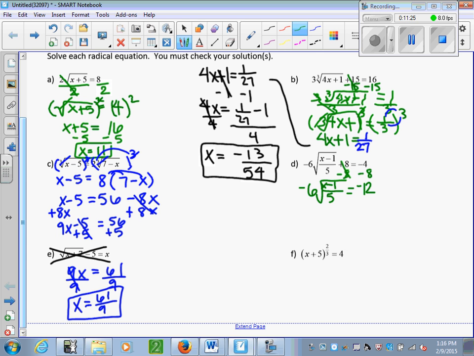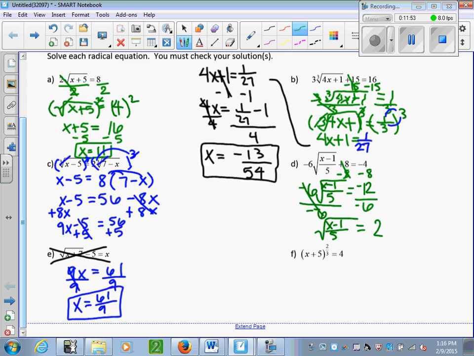Okay, now I need to get it clean, so I got to get that 6 over. It's negative 6 times the square root, so the opposite of multiplying is dividing. So I'm going to divide both sides by a negative 6. My 6's cancel on the left and leave me with the square root of x minus 1 over 5, and that equals negative 12 divided by negative 6, which is 2. Negative divided by negative is positive. 12 divided by 6 is 2.